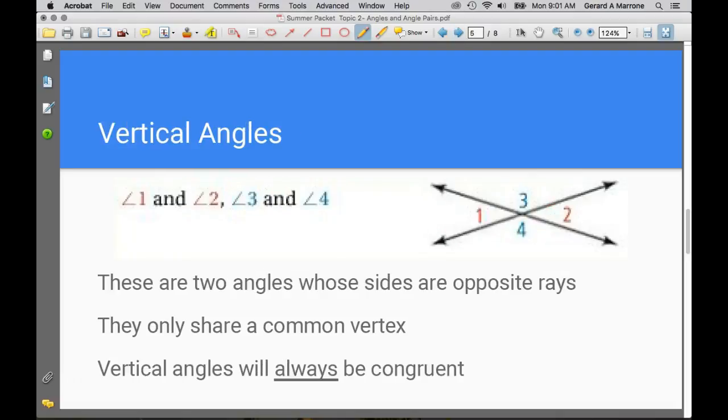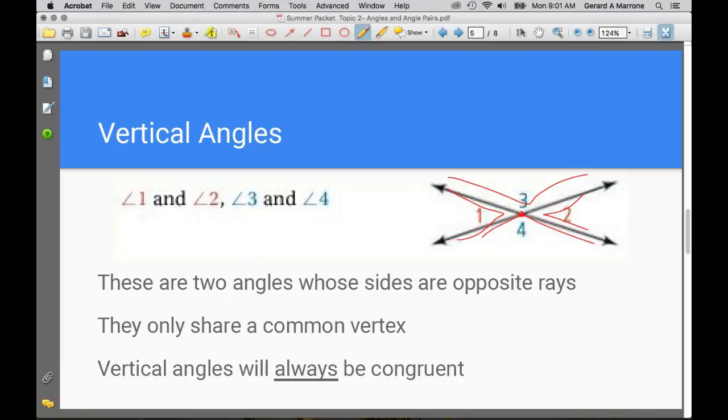Then we've got what are called vertical angles. They are angles that share a common vertex, and their sides are opposite rays, meaning they are rays that go in totally separate directions, or create a straight line. So we've got angles 1 and 2 here. They share that common vertex. They're right across from each other. Same thing with 3 and 4. Their sides are opposite rays, and if you notice, they create a V. That's a good way to think of vertical angles, V for vertical.